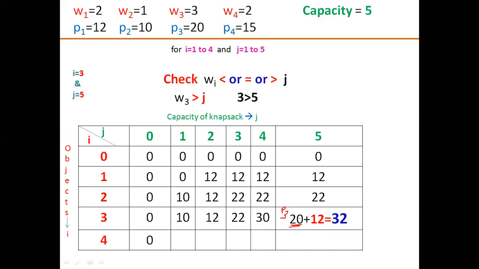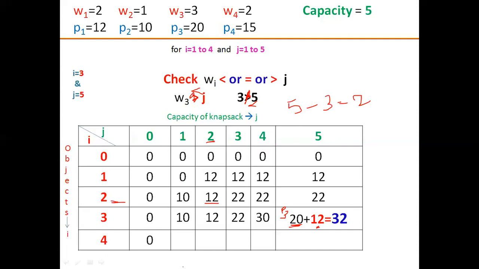P3 is 20 plus some capacity is left. How much capacity is left here? 3 is less than 5. So 5 minus 3. 5 minus 3 is 2. Capacity 2 is left. So previous row, second column, how much? 12. So I have to take that 12 here. So 20 plus 12 is 32. So I got here 32. So previous is 22, current 32. 32 is maximum. So no need to worry about my previous profit.